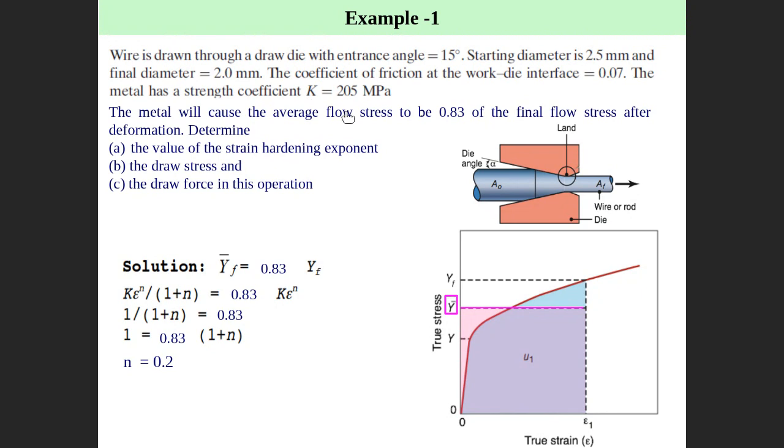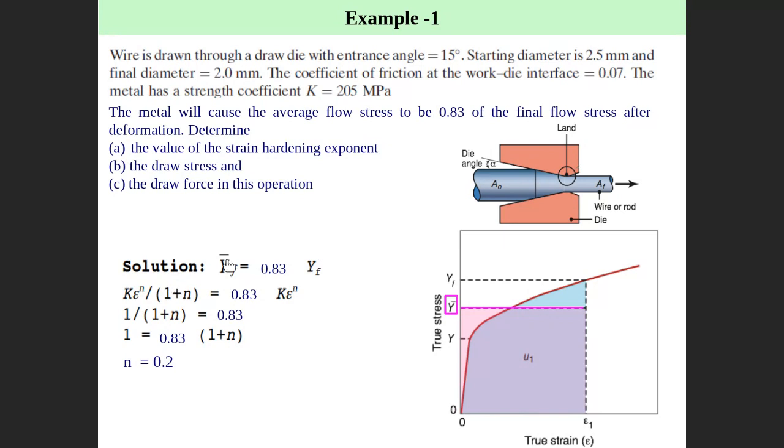The metal has a strength coefficient K, the material strength coefficient for cold working, which is given. The material causes the average flow stress to be 0.83 of the final flow stress, so the average flow stress is 83% of the final flow stress. Determine the value of the strain hardening exponent. Then put the equation: Y bar flow equals 0.83 Y flow.